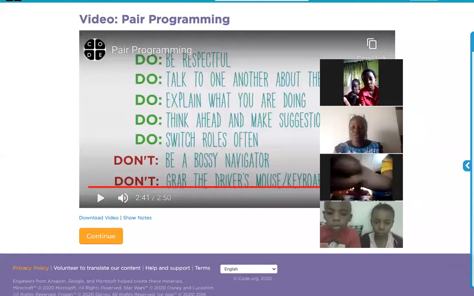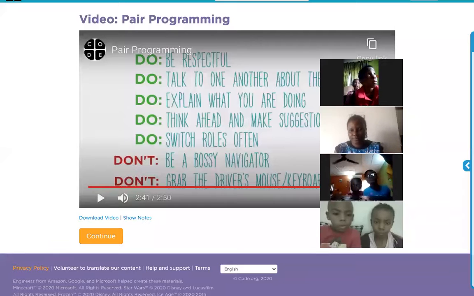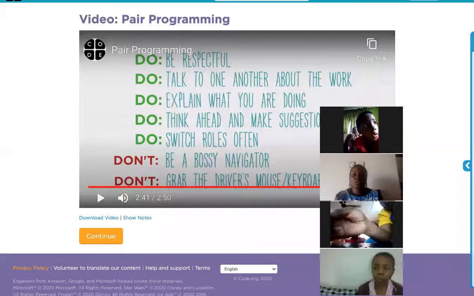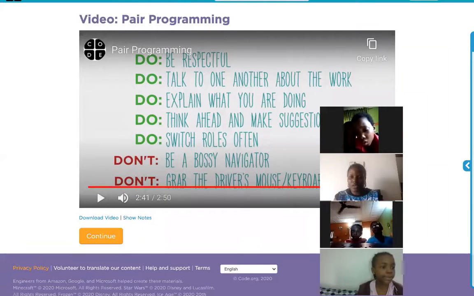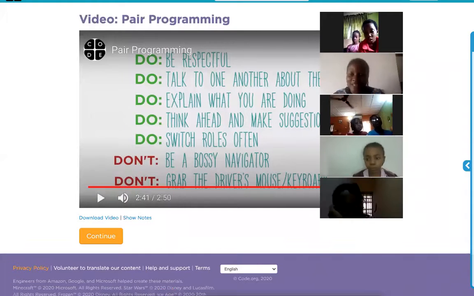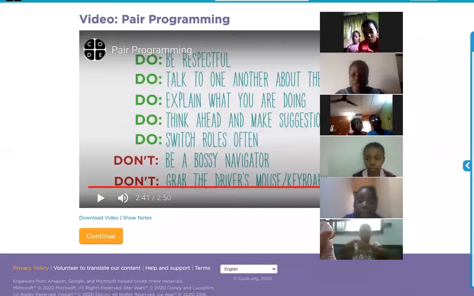What are the two roles in pair programming? Teamwork. Yes, it is teamwork. No, the two roles. The name of the roles now, not the rules. What do they call themselves? They call themselves driver and navigator. Yes, very true.